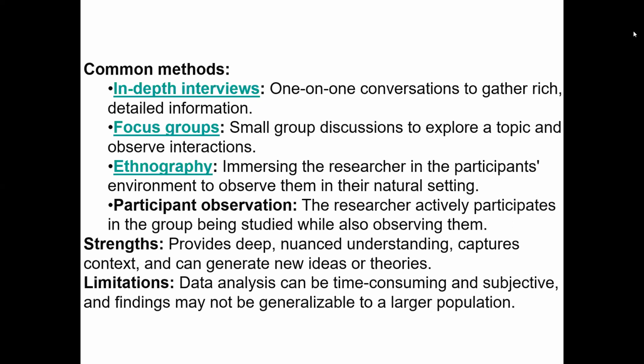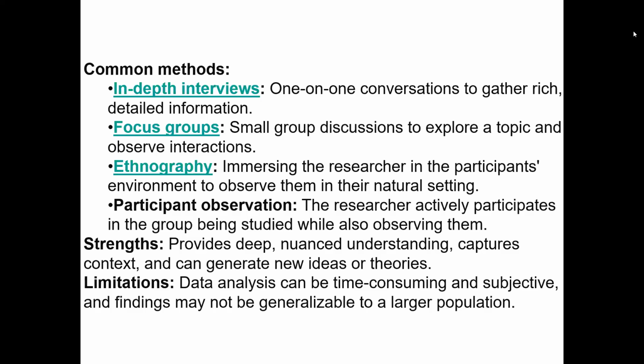In a focus group, you have to understand it is a small group discussion to explore a topic and observe the interactions. And in ethnography, the researcher usually enters the participants' environment and observes them in natural settings. You need to write it as it is, observing them in their natural settings. And in participant observation, the researcher actively participates in the group being studied while also observing them. These are very important: when you actively participate in the group being studied, you have to observe them and take notes.